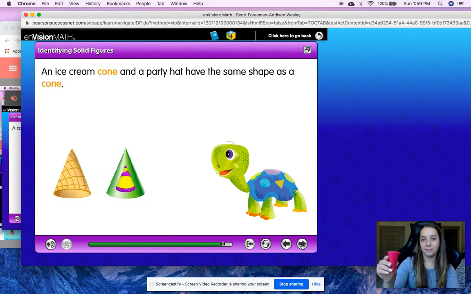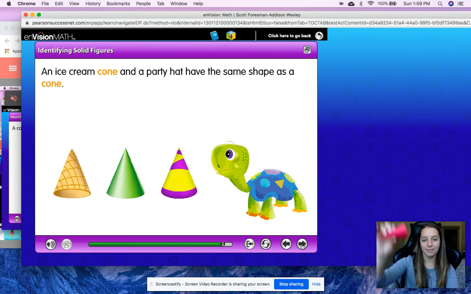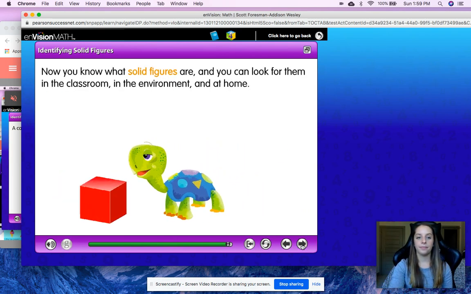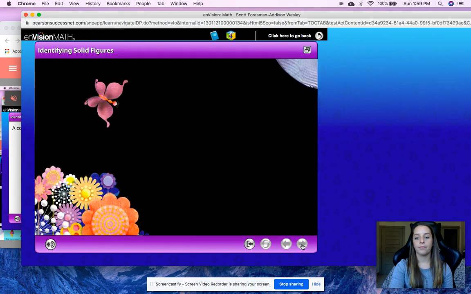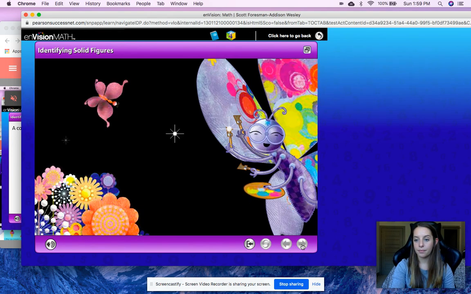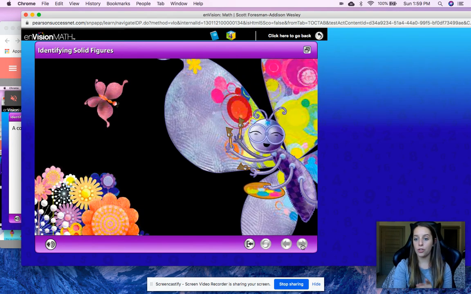An ice cream cone and a party hat have the same shape as a cone. Now you know what solid figures are, and you can look for them in the classroom, in the environment, and at home. And that is something I do challenge you to do, where our whole world is filled with solid figures.